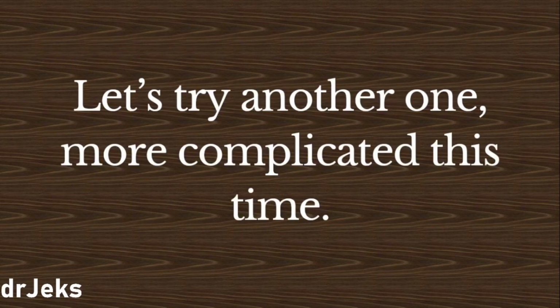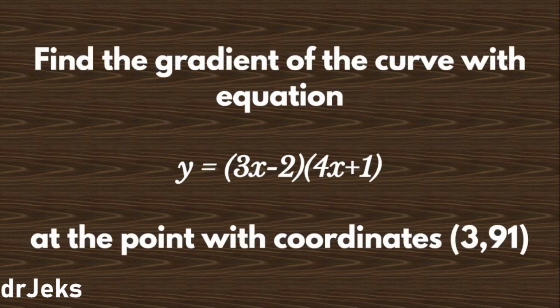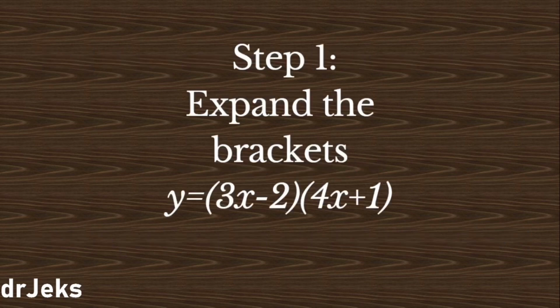Let's try another one, which is a bit more complicated and challenging this time. Find the gradient of a curve with the equation y equals (3x minus 2)(4x plus 1) at the point with coordinates (3, 91). Now, we are still integrating the concept of differentiation. Here we are going to expand the brackets first.